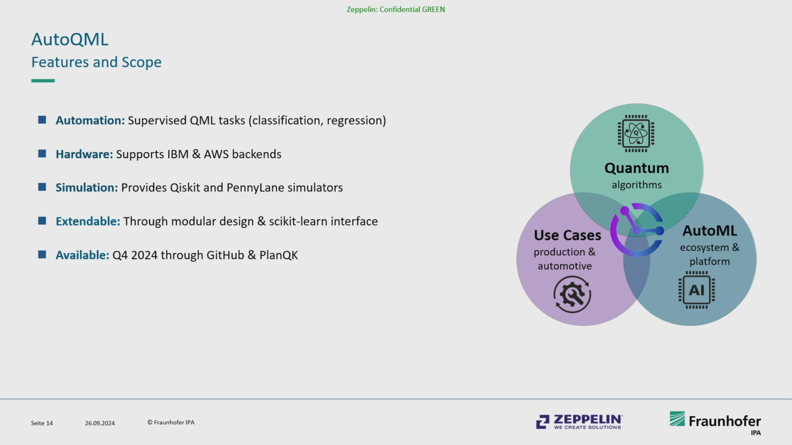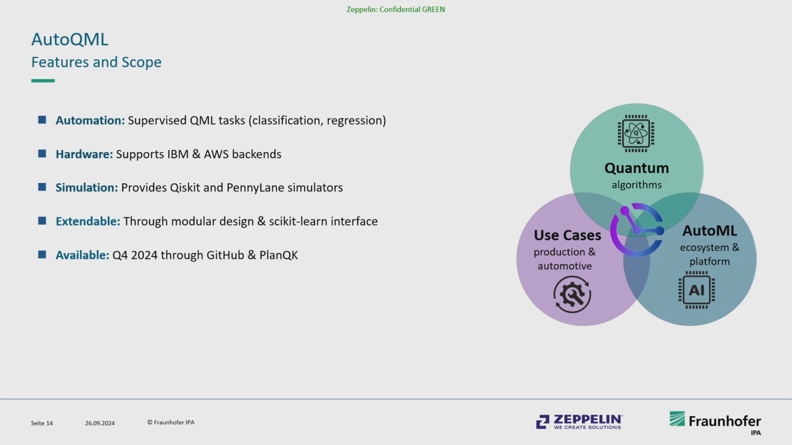And so to sum it up, for now, we only support supervised quantum machine learning tasks, so classification and regression, but in several flavors. So we, for example, have time series classification and also computer vision use cases that can work with the framework. And on the hardware, I already said, we support several hardware providers and also several simulation providers.